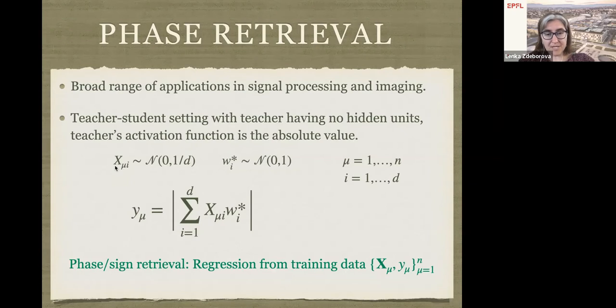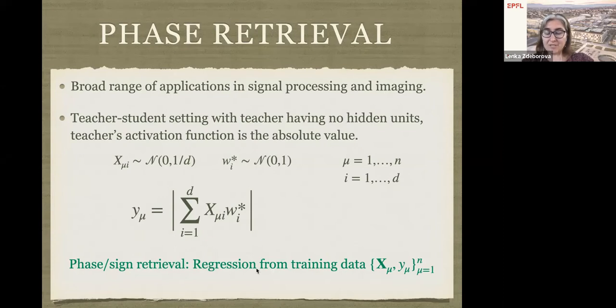So what will not change is that the input data X will still be Gaussian IID, and the teacher will still generate the weights as Gaussians. That's also the same as in the spherical perceptron. What is changing is that instead of generating labels that are the sign of the scalar product, the teacher will generate labels that are the absolute value of the scalar product. So I did not change much, just this. And then the labels here are real valued, so this is a regression problem.